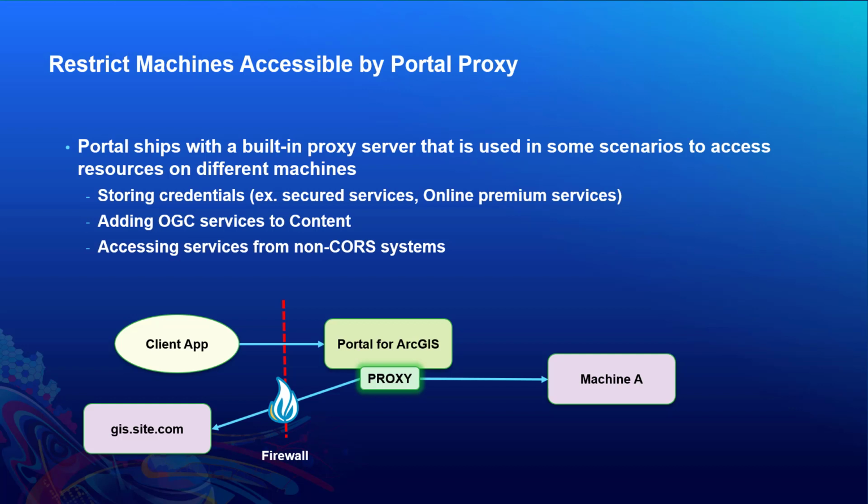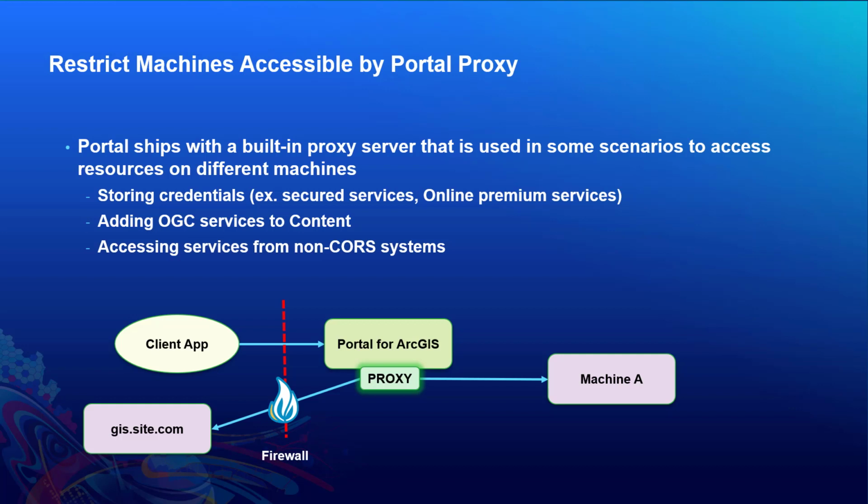Let's talk about a very important concept in ArcGIS Enterprise. I'm going to go a little bit slower during the course of this slide because I want to make sure that everyone understands what this property is, what it's for, and why we should be restricting machines accessible by the portal proxy. Portal ships with a built-in proxy server that's used in some scenarios to access resources on different machines. For instance, that proxy is used for storing credentials for secured services coming from another ArcGIS Server, maybe for accessing premium services online that require a username and password.